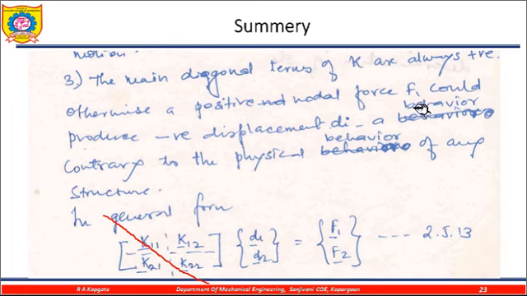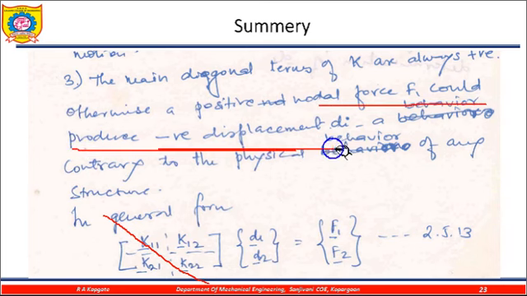The main diagonal terms must be positive. If this is not positive, what does it indicate? It indicates that the nodal force could produce a negative displacement, which is not practical. Hence your diagonals must always be positive.